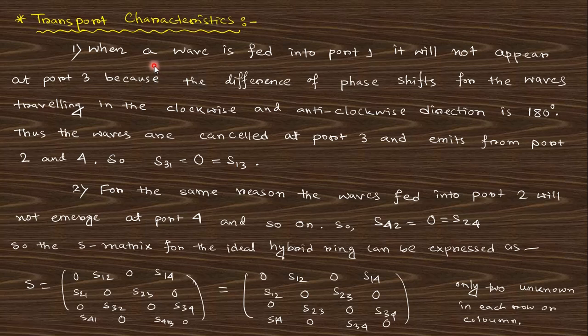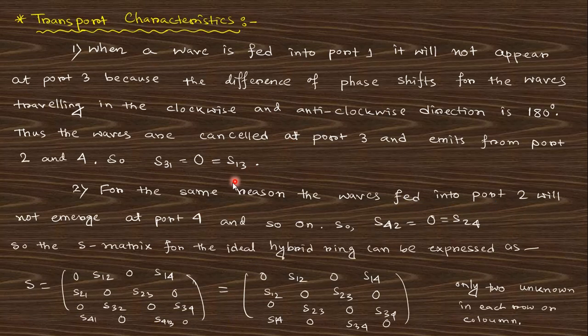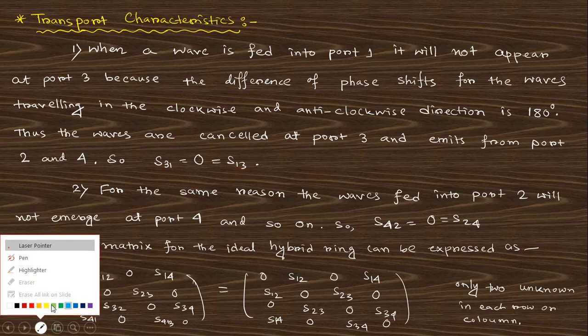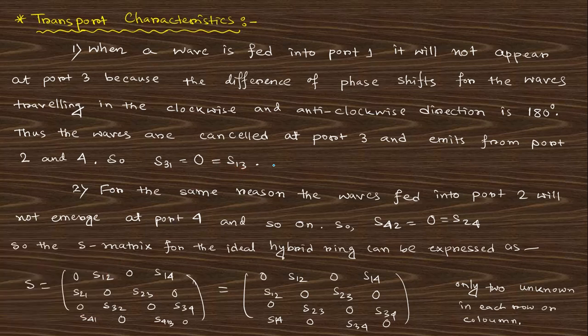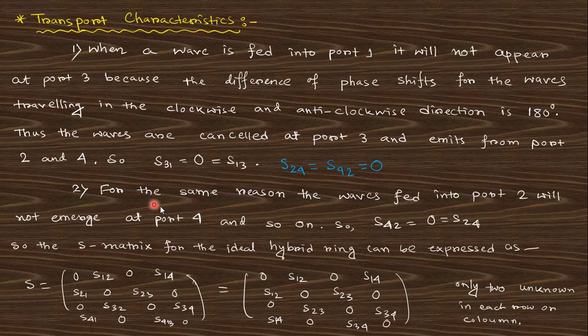You can read out that when the wave is fed into port 1, it will not appear in port 3, because there is a phase difference of pi, which cancels out. In a similar fashion in the case of 2 to 4. That's why S31 and S13 will be 0, and also you must write S24 and S42 also 0, right? So these are 0 for the same reason for 2 to 4.